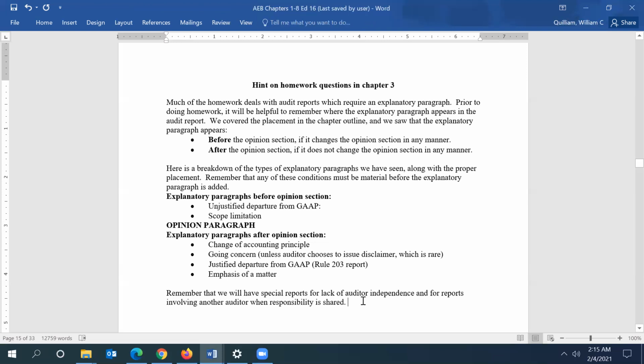Then we'll remember that we will have special reports for lack of auditor independence. That short paragraph is the only thing that we can say. There's not even a report title, as we know. And also special reports for, or I should say just reports involving other auditors when responsibility is shared. So in that, we refer to the other auditor throughout the audit report, and we do not have an explanatory paragraph in that case.